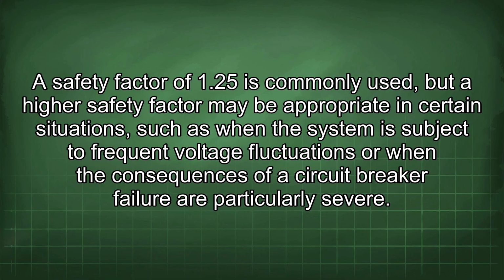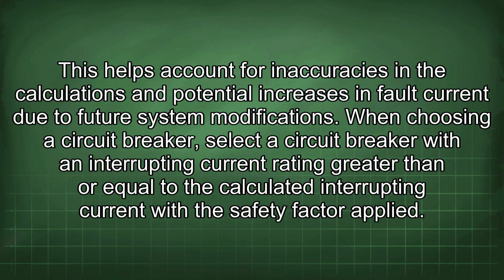A safety factor of 1.25 is commonly used, but a higher safety factor may be appropriate in certain situations, such as when the system is subject to frequent voltage fluctuations or when the consequences of a circuit breaker failure are particularly severe. This helps account for inaccuracies in the calculations and potential increases in fault current due to future system modifications. When choosing a circuit breaker, select a circuit breaker with an interrupting current rating greater than or equal to the calculated interrupting current with the safety factor applied.